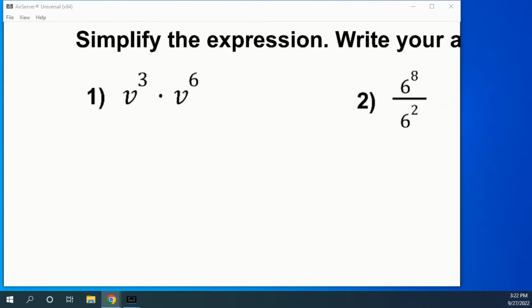For number 1, we have v to the third times v to the sixth. Since we are multiplying with the same bases, you can add the exponents to get v to the ninth. It is not 2v to the ninth, it is v to the ninth.